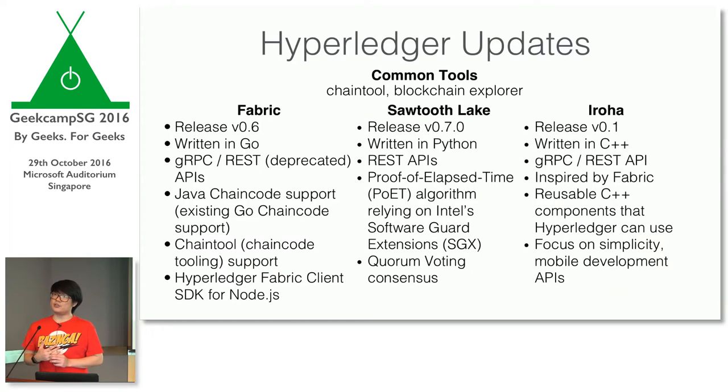Sawtooth Lake is something very interesting, which the code base was contributed in June, July. It's currently released at 0.7. It's written in an implementation of Python. It's leveraging on REST APIs. One of the interesting implementations of Sawtooth Lake, which is a proposal by Intel, is that it has its own new algorithm called proof of elapsed time, which leverages on their Intel Software Guard Extensions, which is a hardware thing for their processors.